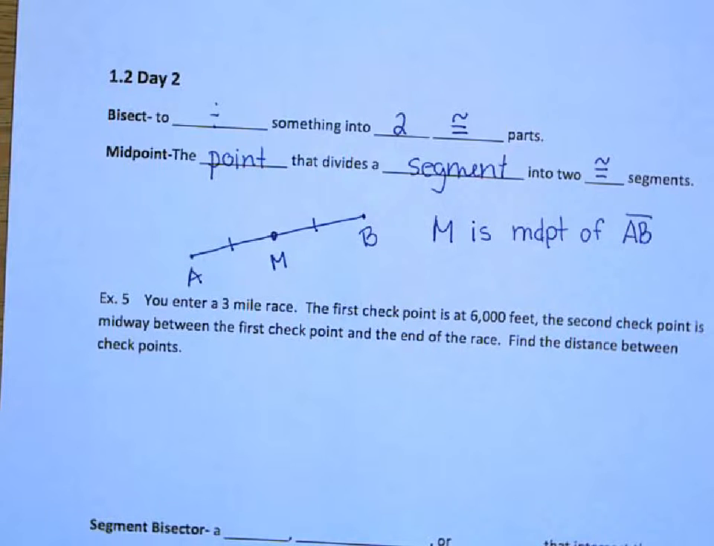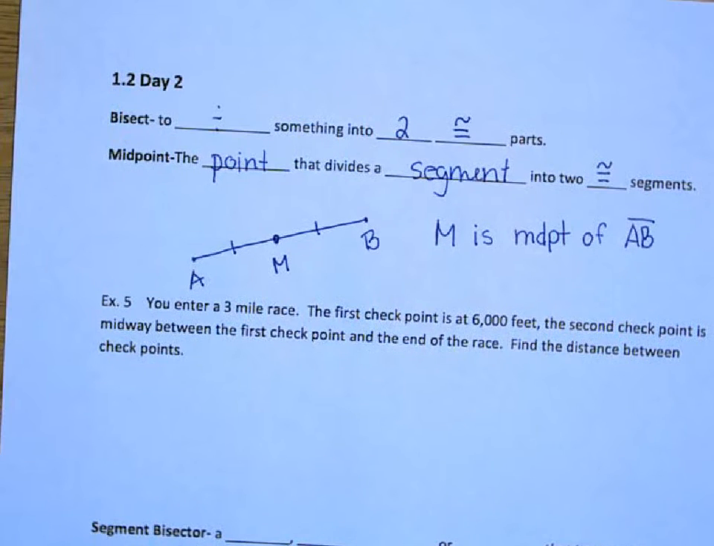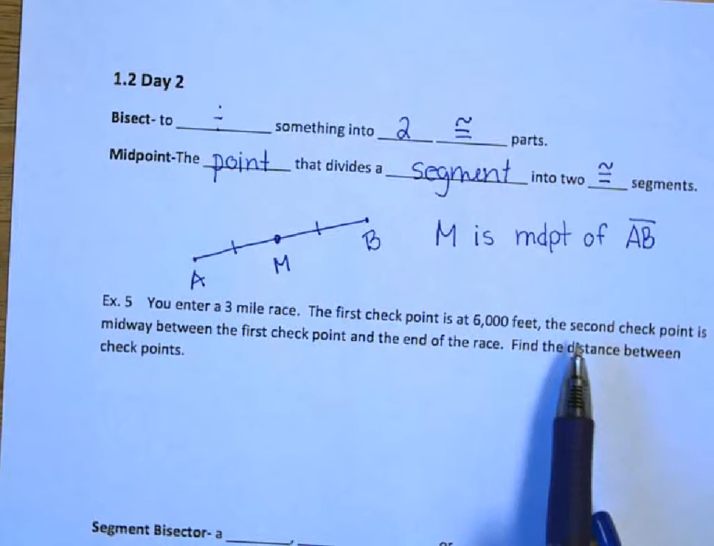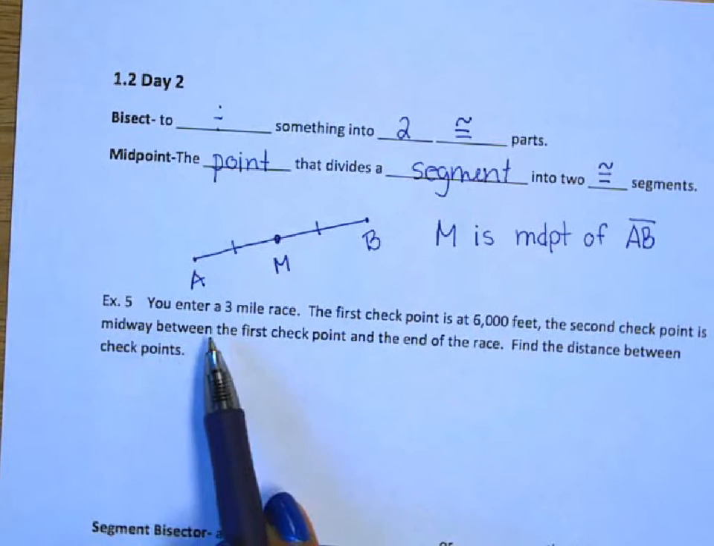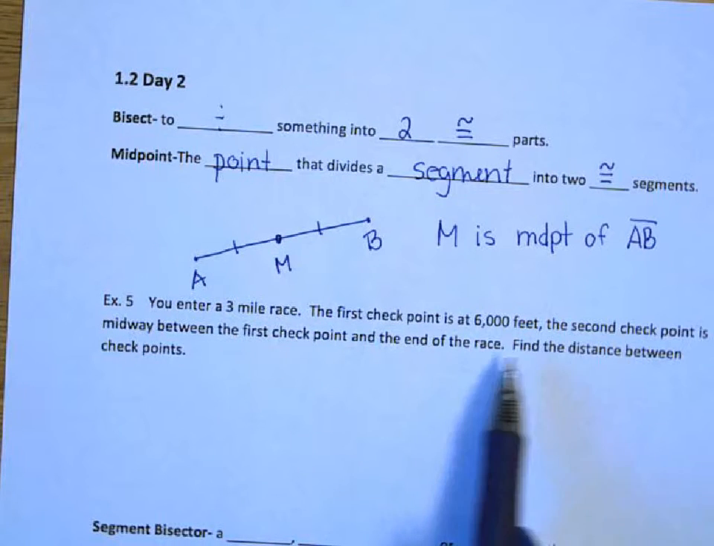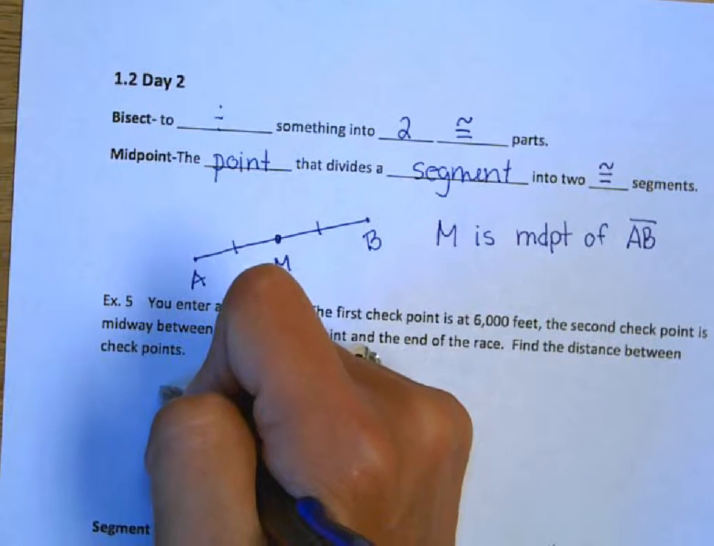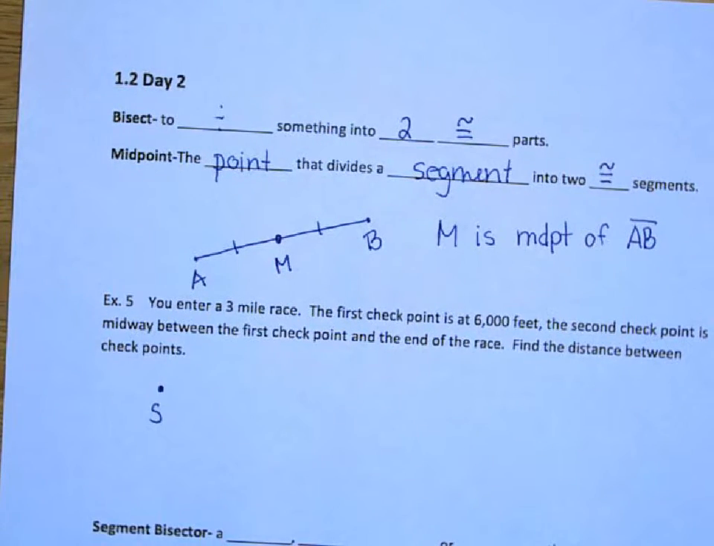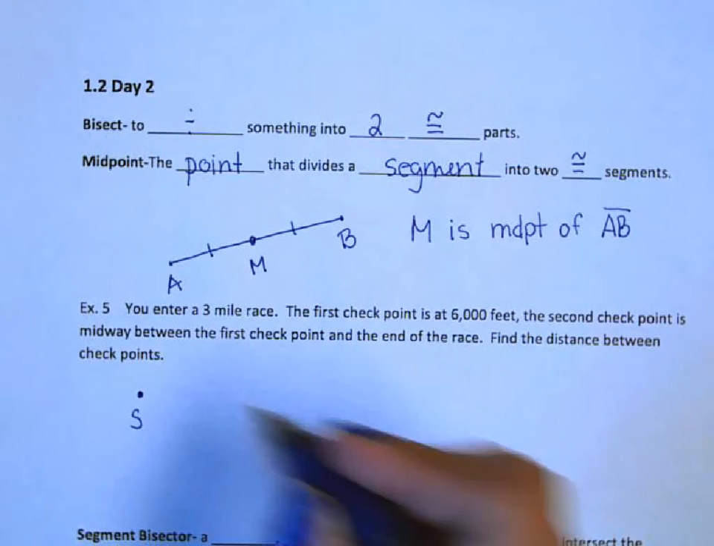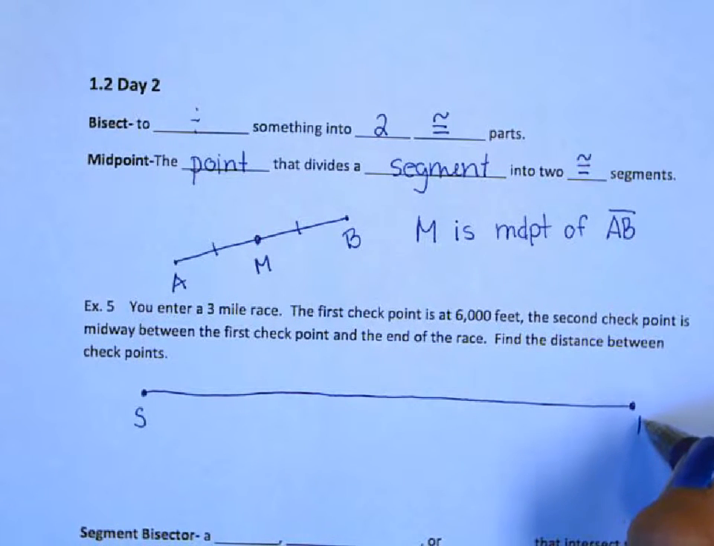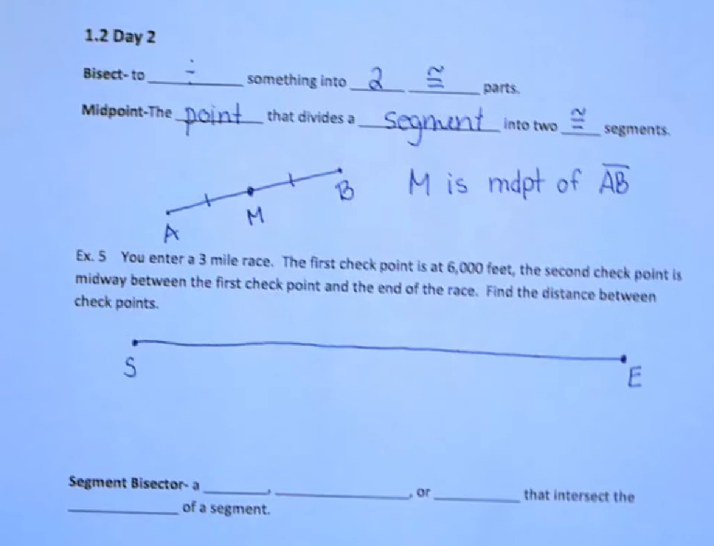Okay, story problem. Again, a picture is going to be extremely helpful in geometry. We're in a 3-mile race. The first checkpoint is 6,000 feet from the beginning. The second checkpoint is midway between the first checkpoint and the end of the race. Find the distance between checkpoints. Okay, so let's draw a picture. I'll call S the start of the race. And then 3 miles down is the end of the race. I'll use E for end. And we know that's a total of 3 miles.